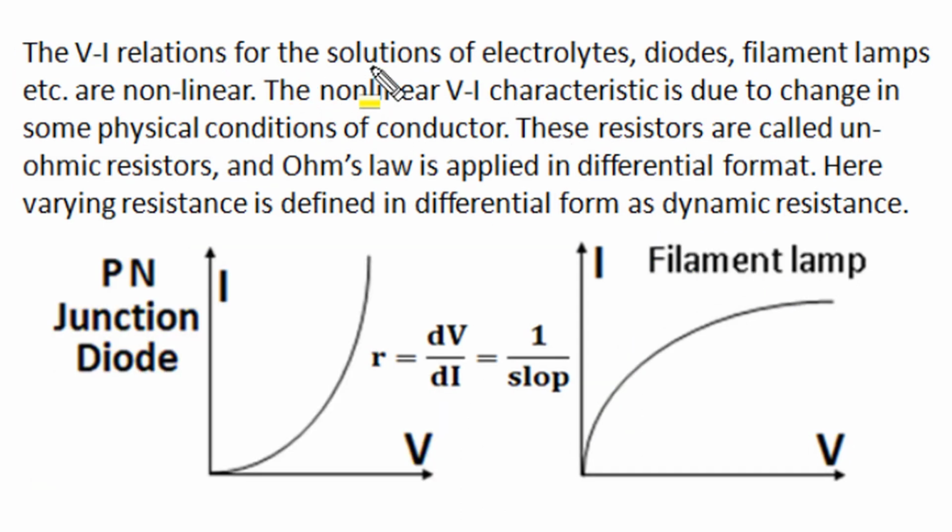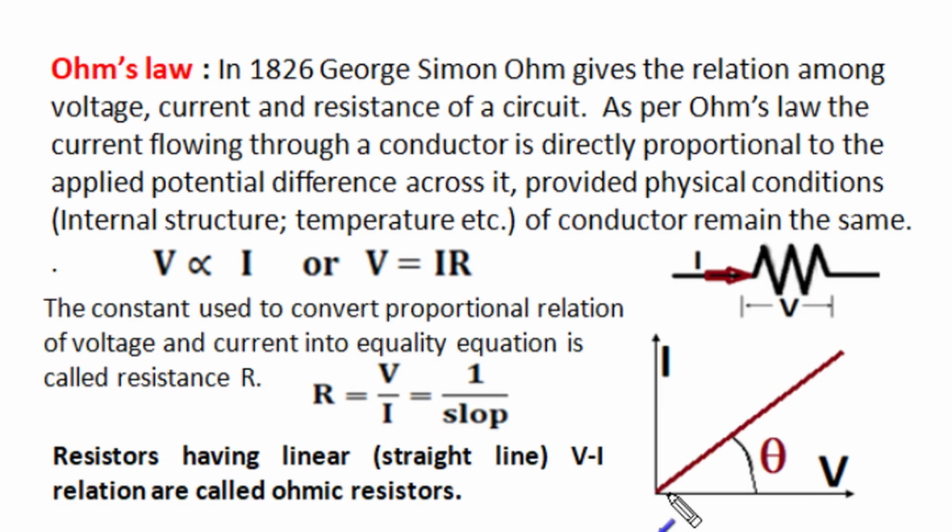So Ohm's law is not obeyed in a solution of electrolytes, a PN junction diode, or a filament lamp, and resistance is not constant, whereas in an ohmic resistance, when we increase the voltage by a certain fold, the current also increases by the same multiple factor, and the ratio of voltage to current at all voltage and current values remains the same.